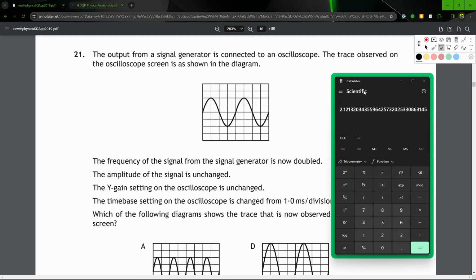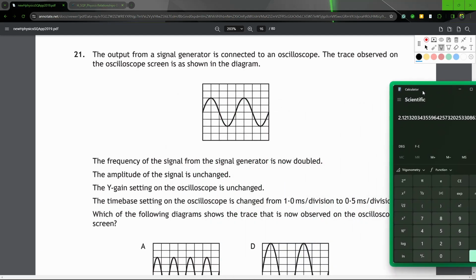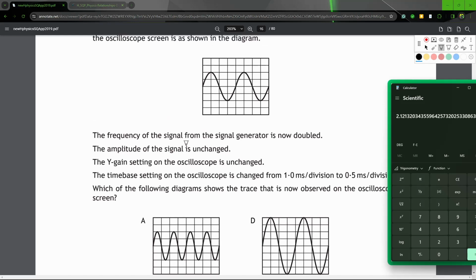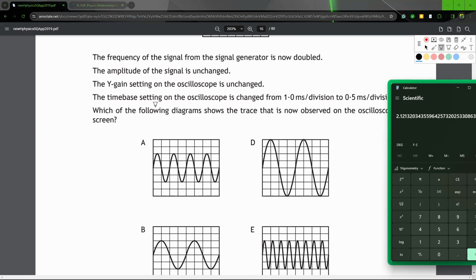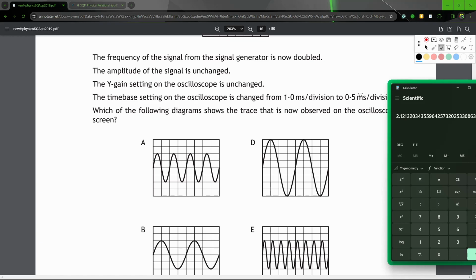Okay, the output from a signal generator is connected to an oscilloscope. The trace observed on the oscilloscope screen is shown in the diagram. The frequency of the signal is now doubled. The amplitude is unchanged. The Y gain setting on the oscilloscope is also unchanged, so that means it will not change in height. We don't need to worry about that. The time-base setting on the oscilloscope is changed from 1 millisecond per division to 0.5 milliseconds per division.